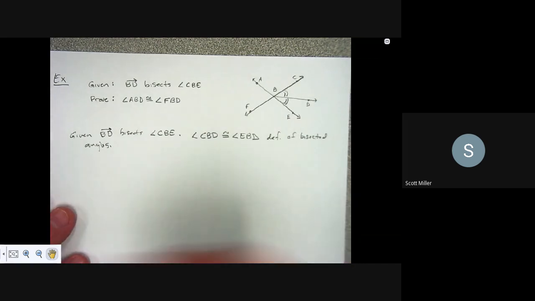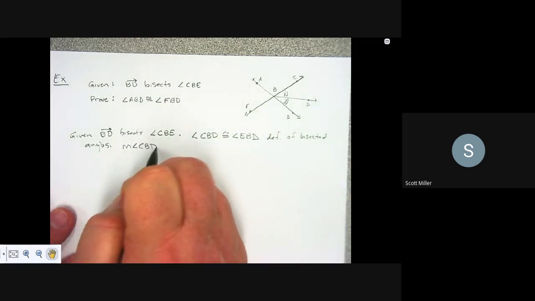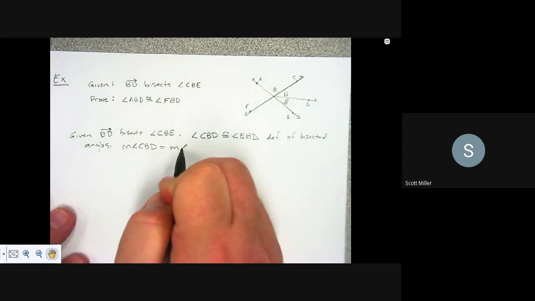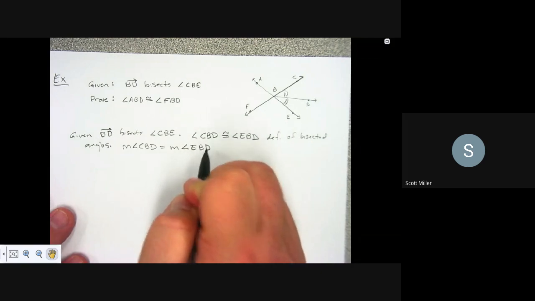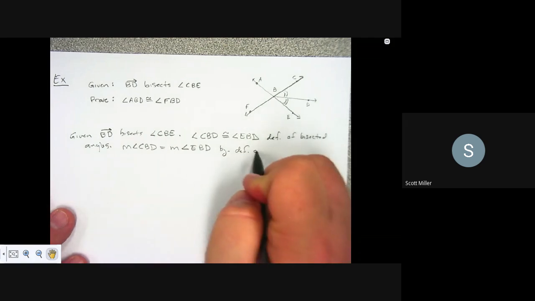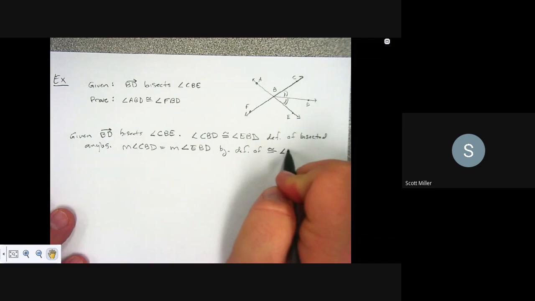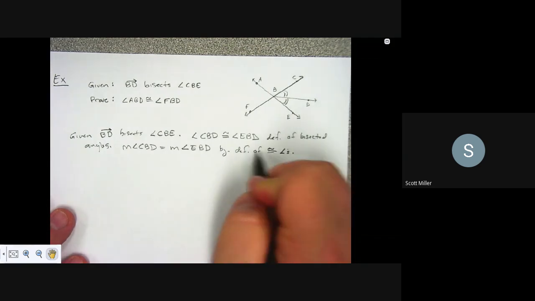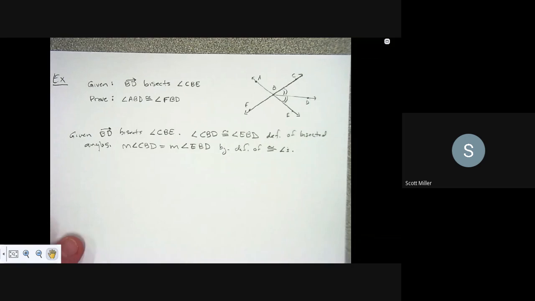Okay? So what can I conclude from that? Well, I can conclude that their measures are equal. And that's by the definition of congruent angles. And as you notice, I'm going to start abbreviating words with symbols because it's quicker to write. And that is fine. That is acceptable to me.